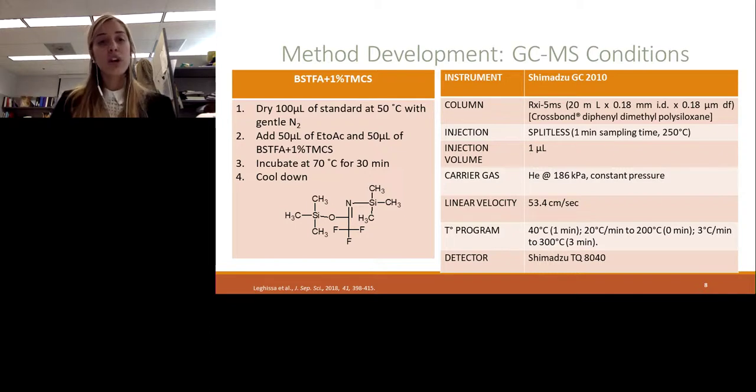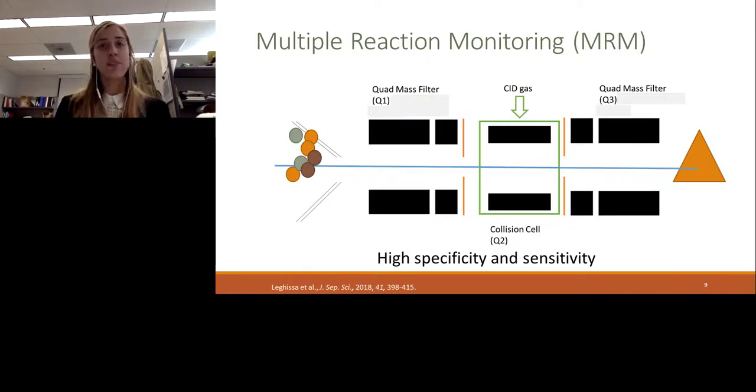So the triple quadrupole is, as the name says, created by putting 3 single quadrupoles in series. So all the different ions that are formed in the ionization source, in this case electron impact, are passed through the 3 quadrupoles. And different modes can be used with that. The mode we used in this experiment is called multiple reaction monitoring. So I have a short animation to explain that.